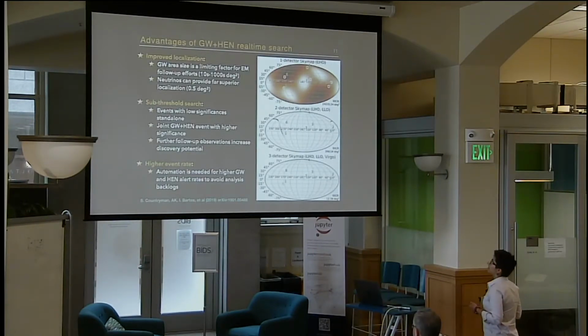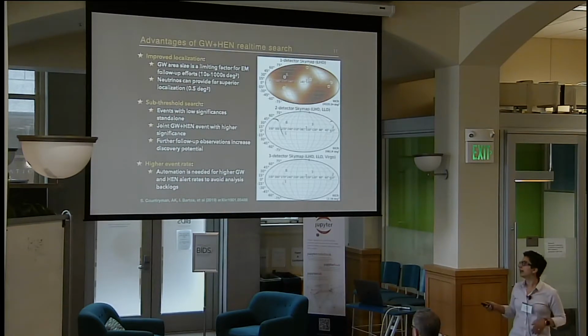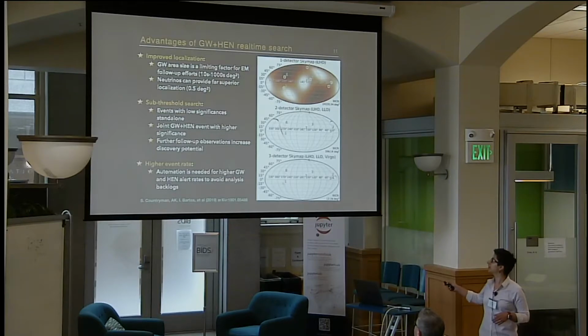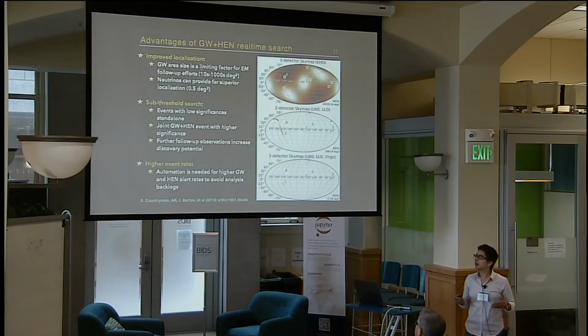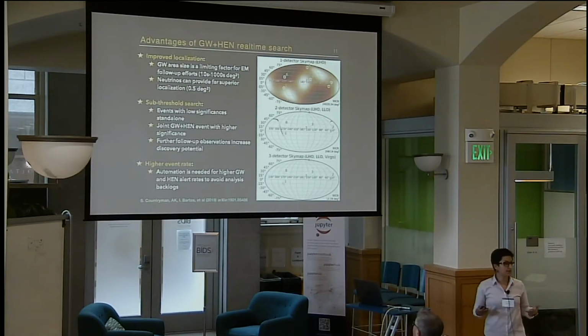So there are advantages of doing a joint gravitational wave high-energy neutrino real-time search. One advantage, or the main advantage, is that, as you know, the gravitational wave sky area is very large. And here you can see a simulated event with 1 detector sky map, the 2 detector and 3 detectors, LIGO, Virgo, and 2 LIGO detectors and Virgo. And you can see that even in the case of 3 detectors, still the sky area could be large, could be a few square degrees.